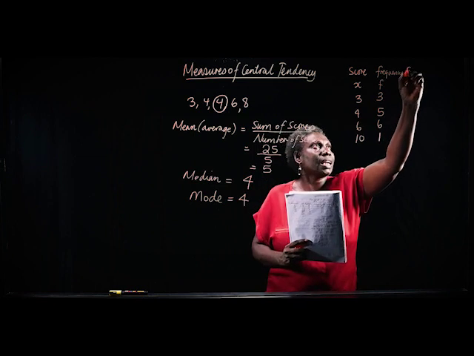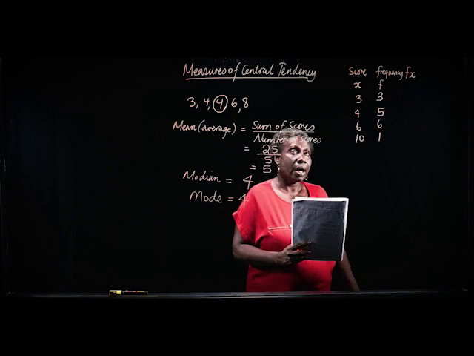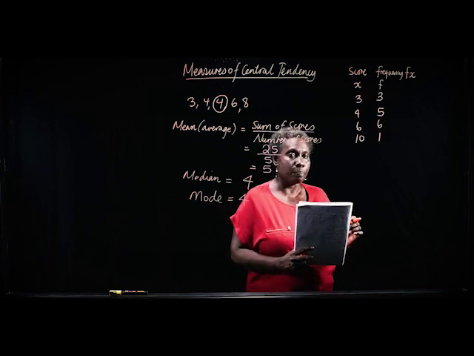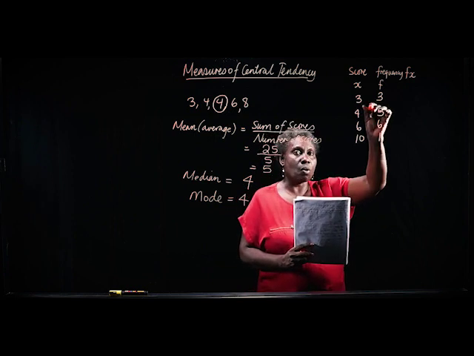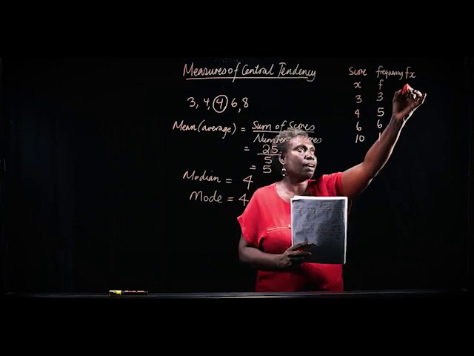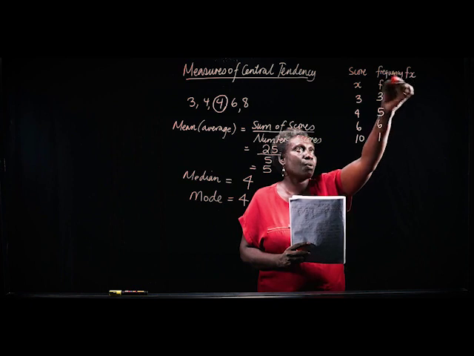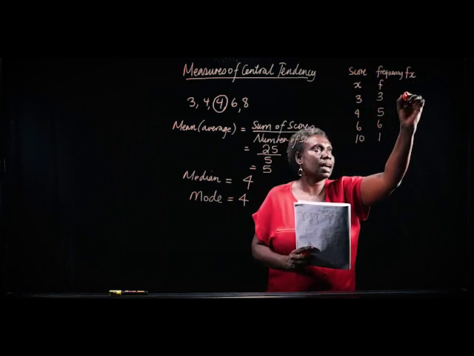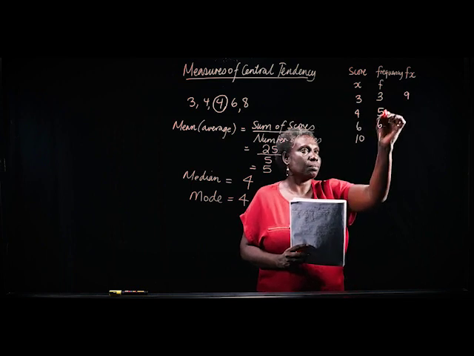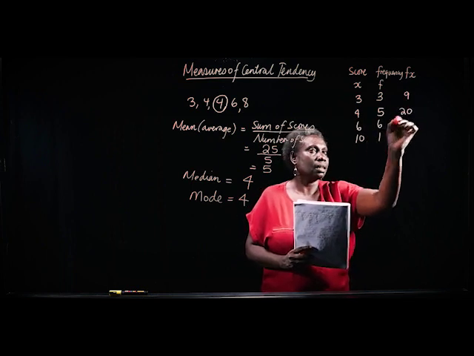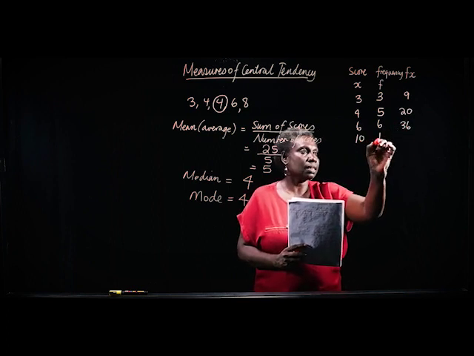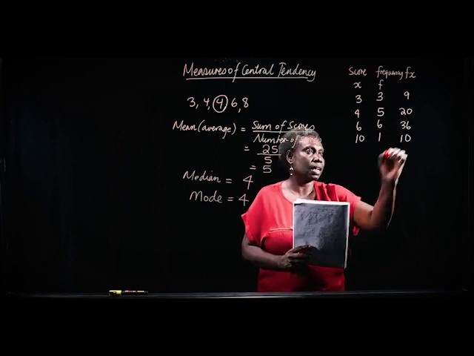We have to create what we call an FX column. And this FX column gives us the product of the score and the frequency. So FX simply stands for X times F. Okay, 3 times 3 is 9. 4 times 5 is 20. 6 times 6 is 36. And 10 times 1 is 10.